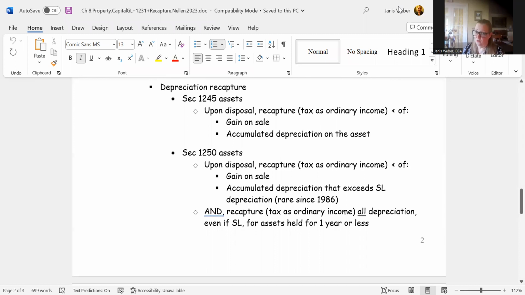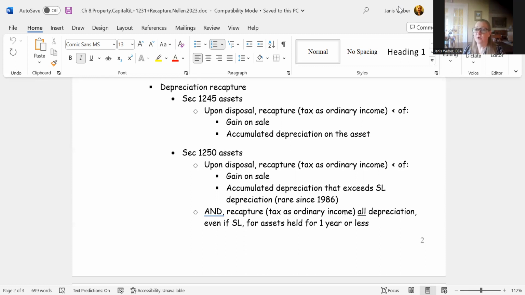The 1245 assets, the non-real estate assets, when you dispose of them, you recapture as ordinary income the accumulated depreciation that you've taken on that asset up to the amount of gain. So it's the lower of the gain on the sale or the accumulated depreciation, which means you're going to recapture all of the depreciation you've taken up to the amount of the gain. So in other words, you're not going to get any capital gain treatment on a 1245 asset until you've recaptured all of the accumulated depreciation. So basically, whatever you've depreciated, you will have to pull in as ordinary income.